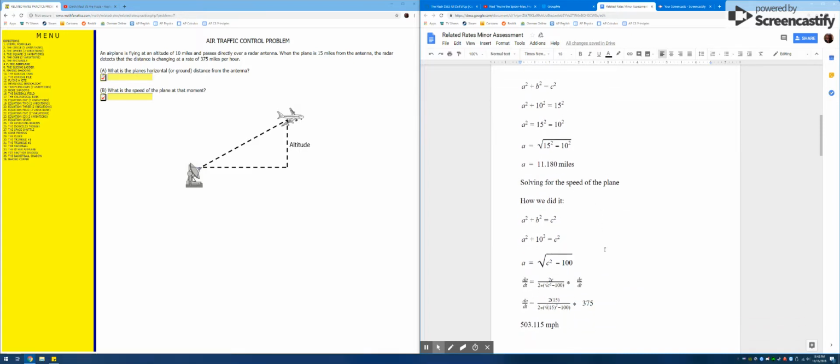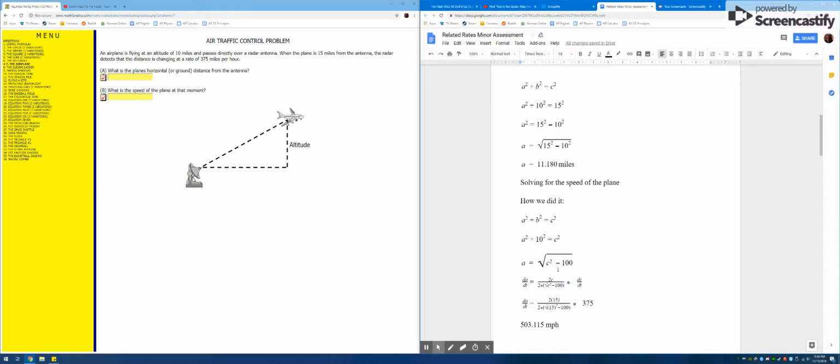Now, to find the speed of the plane, you do a squared plus b squared equals c squared, since we're still on our right triangle here. You plug in the 10 squared first before you take any derivatives or anything, since it's a constant value that we're given beforehand, and that does not change. Since the distance does change, we can't just plug that in right here.